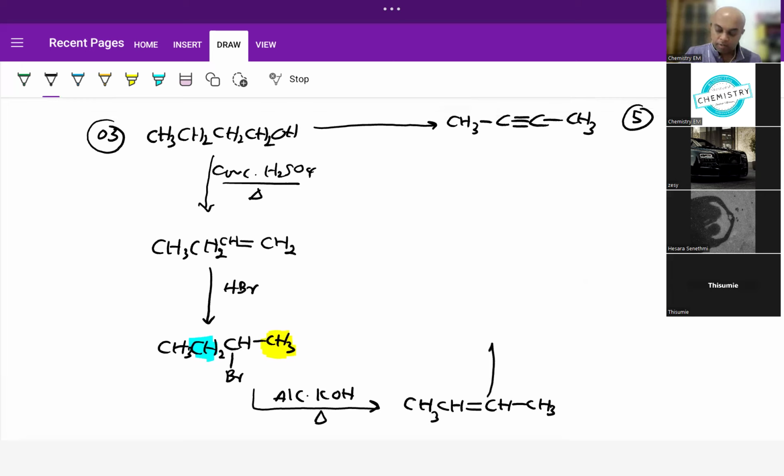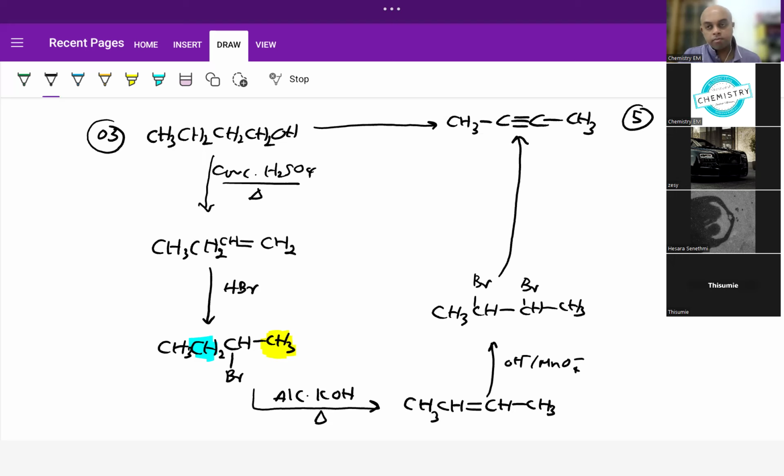I will add OH minus, MnO4 minus ions, right? Or Br2 CCl4, right? Then this will become CHBr CHBr CH3. Then I will remove HBr with alcoholic KOH, right? Or you can say ethanoic KOH. No, simply you can say alcoholic KOH, right? Alcoholic KOH. You need to remember, you need to heat as well.